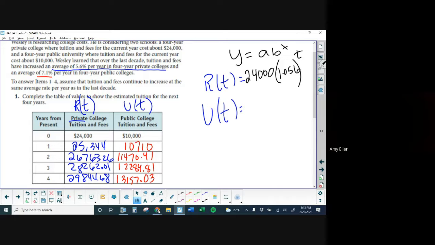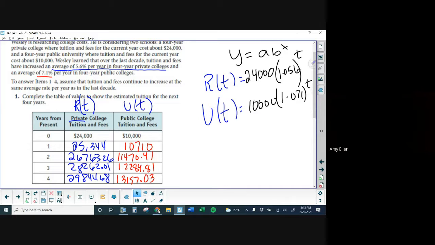And then our other one, our initial value, 10,000, 1.071^t. Questions on the equations? How many of you were successful before I told you the answers? Pretty successful. Yes. Although you would have known when you plugged in 4 that something was wrong, and you probably would have found it yourself.